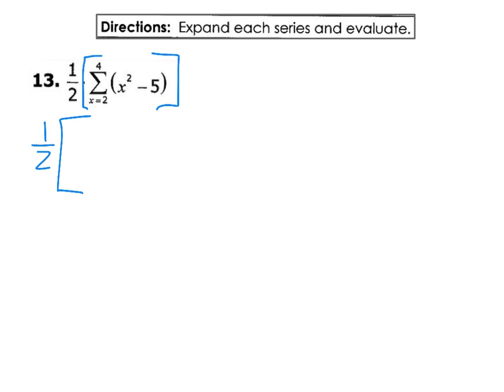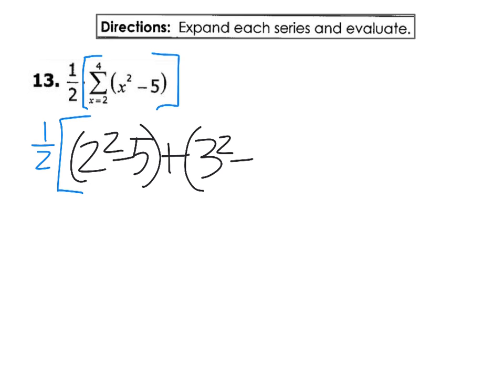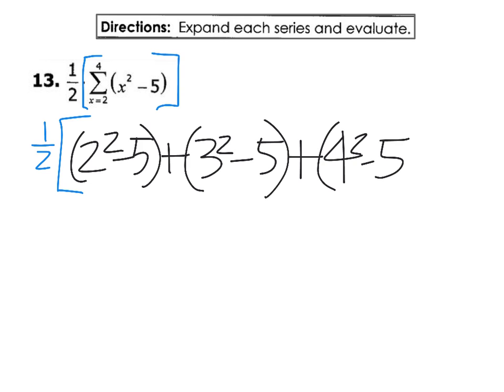So we're going from 2 to 4, so we start with x equals 2. 2 squared minus 5, plus 3 squared minus 5, plus 4 squared minus 5, and the number on top of the sigma is 4. That means 4 is our last term. All right. Now we solve this like normal.